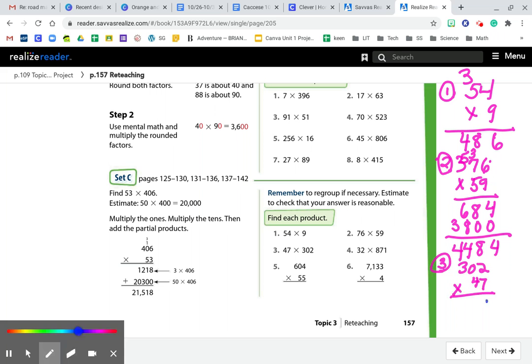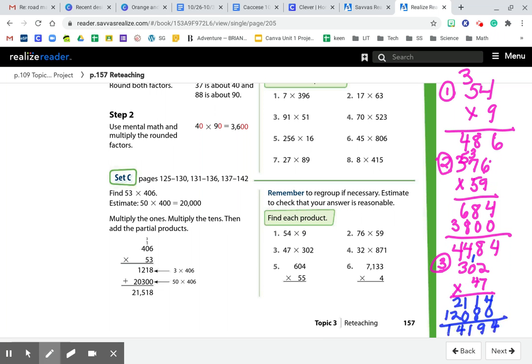4 times 7 is 14. Put the 4 down, carry the 1. 4 times 0 is 0, plus 1. 4 times 7 is 21. 4 times 2, don't forget to annex your 0. 4 times 2 is 8. 4 times 0 is 0. 4 times 3 is 12. Got your partial products. Add them up. $14,194.